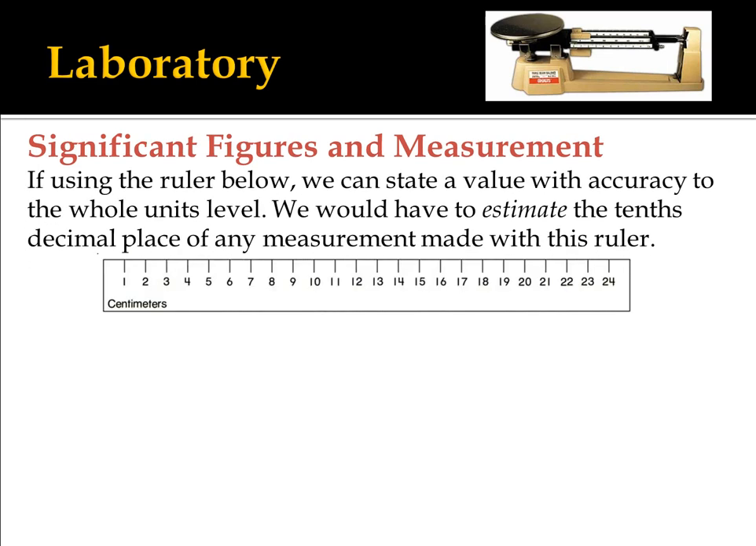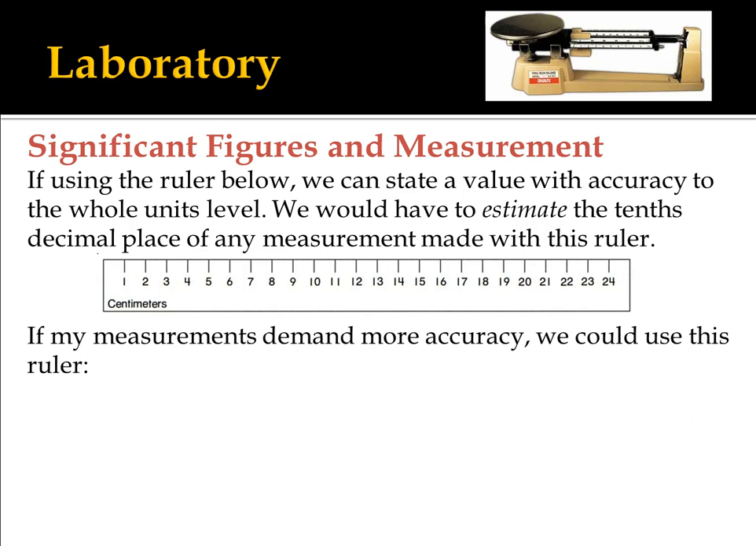As an example, if you try to measure the length of something using a ruler, such as you see there, we can state a value with accuracy with just this ruler to the whole units level, but we would still have to estimate the 10th decimal place of any measurement made with this particular ruler.